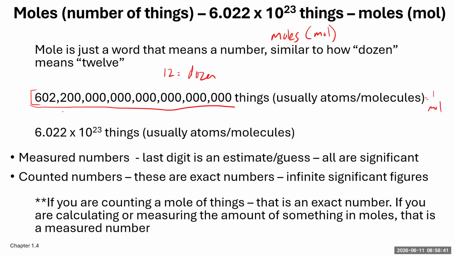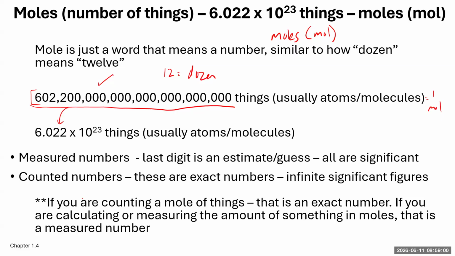The scientific notation or exponential notation version is this number. It's really hard to write this number, so we use scientific notation. Again, for measured numbers, the last digit is an estimate or guess. All are significant. Counted numbers are exact numbers, and they use an infinite amount of sig figs.